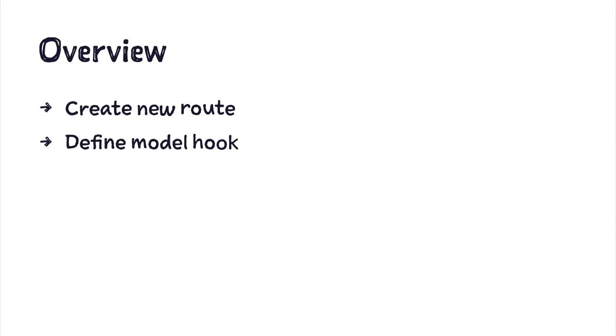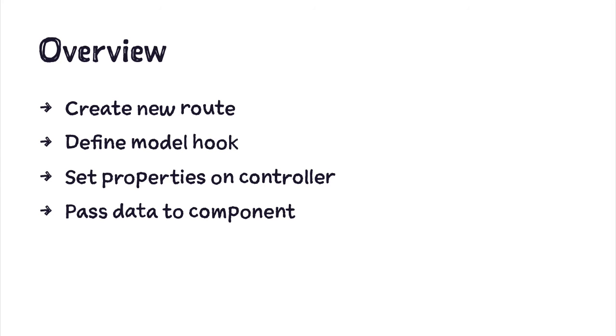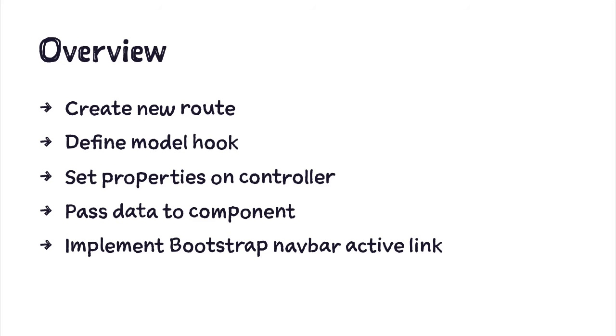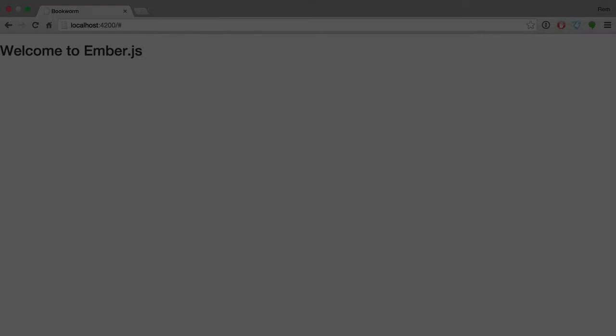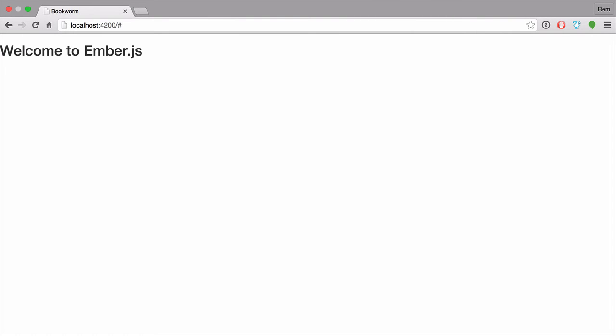In this episode, we'll create the book list component, and for that, we'll see how to create a new route, define a model hook in this route, set properties to the controller, pass data to the component, and we'll see how to implement Bootstrap navigation bar active links styling. So, let's get started. So here is our application that we have now.